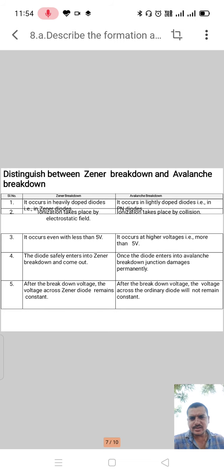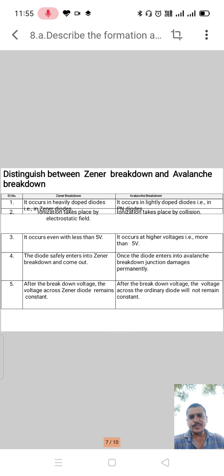Coming to the second point of Zener breakdown, ionization takes place by electrostatic field. And in avalanche breakdown, ionization takes place by collision.